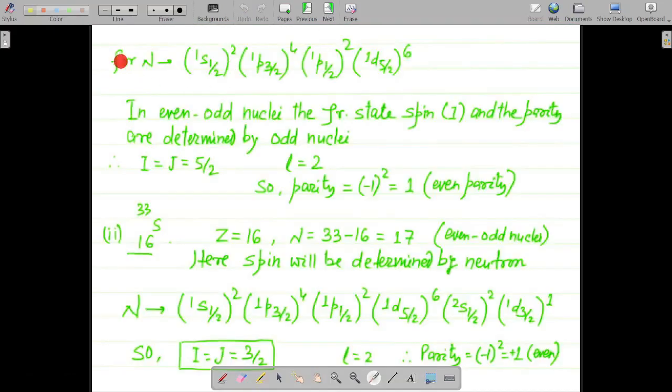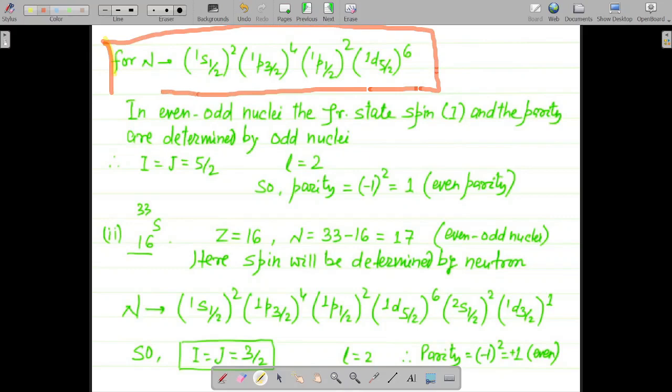Now for neutrons, what will happen? Actually there is no need to write the nuclear configuration for neutrons, but still I have written it and shown it to you just for practice purposes. So it is 1, it will be 2, it will be 3 according to the other convention I am saying, and this particular thing will be 2 again. So like this it will be.